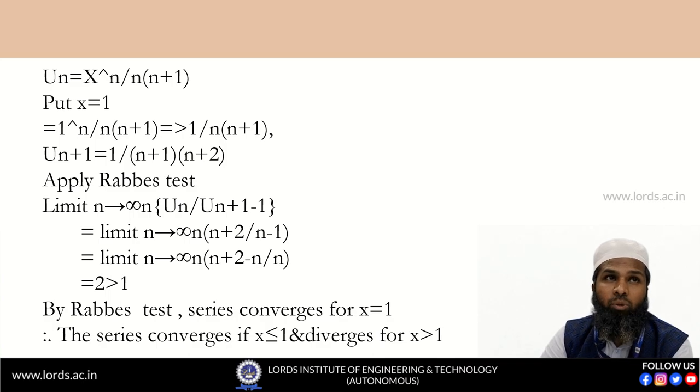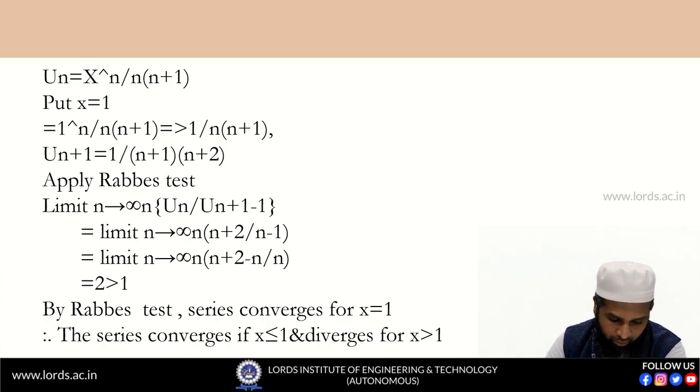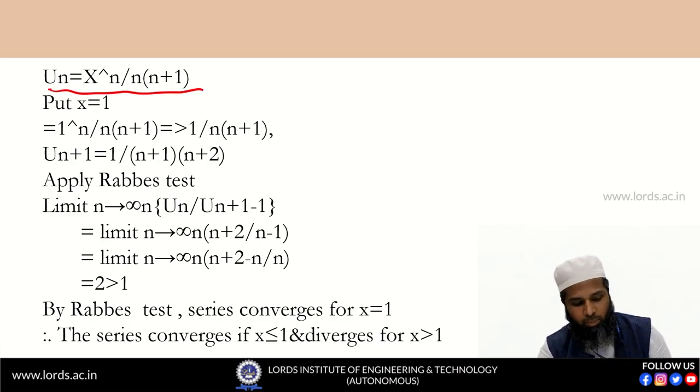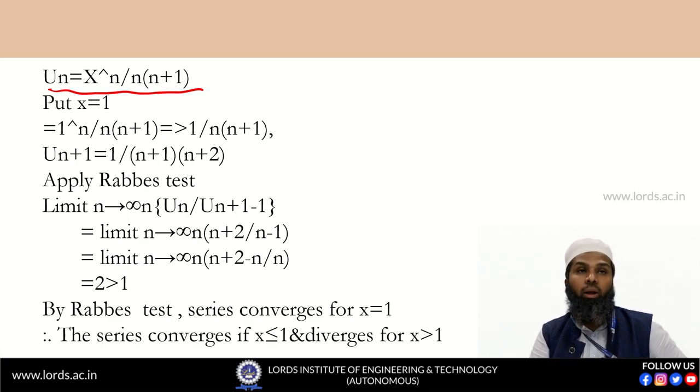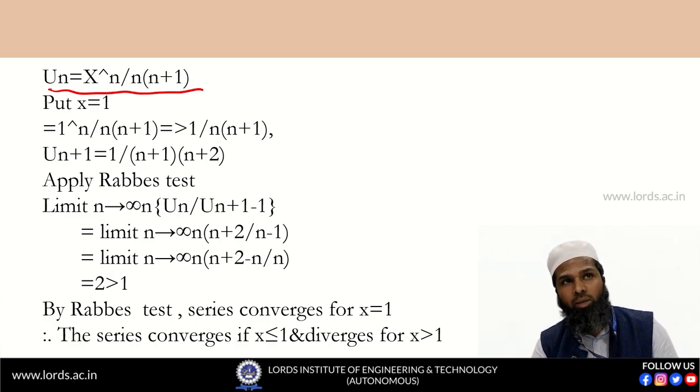If we substitute x equal to 1, we already have the nth term, which is x power n divided by n into n plus 1. Substituting x equal to 1, we get 1 by n into n plus 1. Now, this is the nth term. Why have we substituted x equal to 1? Because our ratio test is unable to tell the nature of the series at the point x equal to 1; the test fails. That's why we substituted x equal to 1.